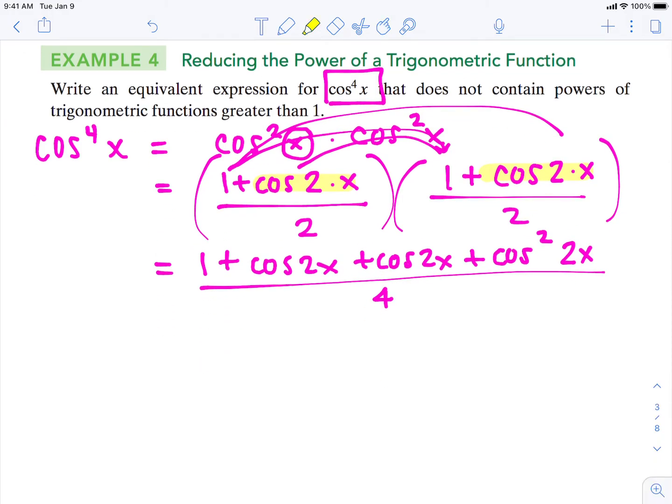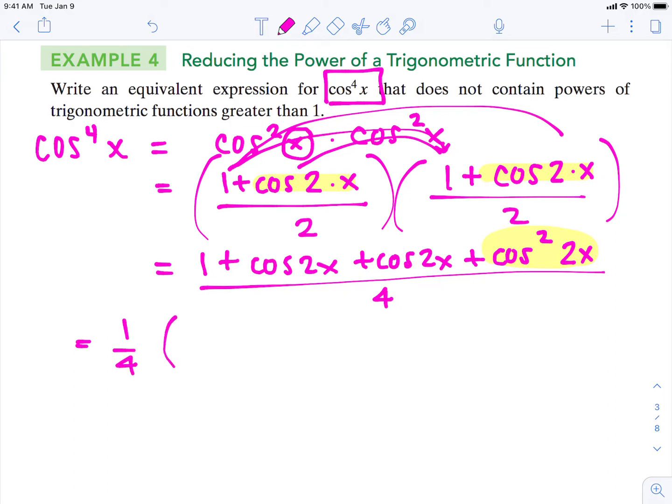What popped up is another expression that is greater than a power of 1. So we have to take that yellow highlighted part and do the same power reducing formula in the yellow. So that has to be reduced again. So what we're going to do to not have to keep rewriting divide by 4, divide by 4, divide by 4, we're going to remove that 4 by factoring out a 1/4.